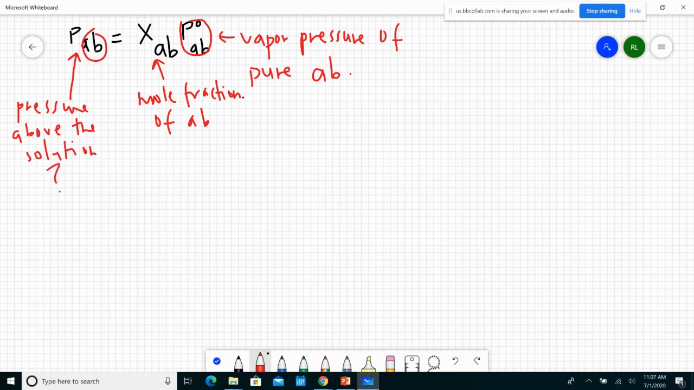The first thing, let us go ahead and find the mole fraction of ethyl bromide. That's the first thing we're going to do, and we're going to use the same method that we used earlier. First, I'm going to find the number of moles of ethyl bromide. I have been given the mass of ethyl bromide as 62.4 grams, and the molar mass of AB, ethyl bromide, is 122.95 grams per mole.